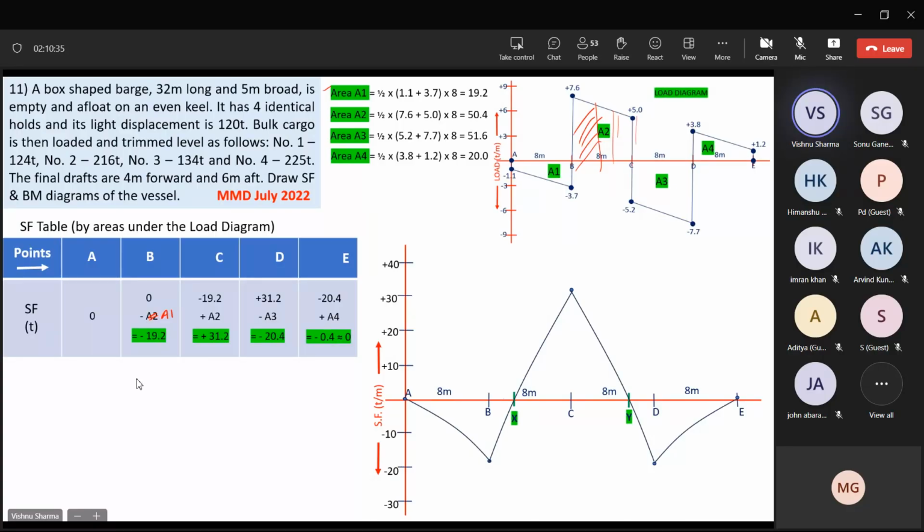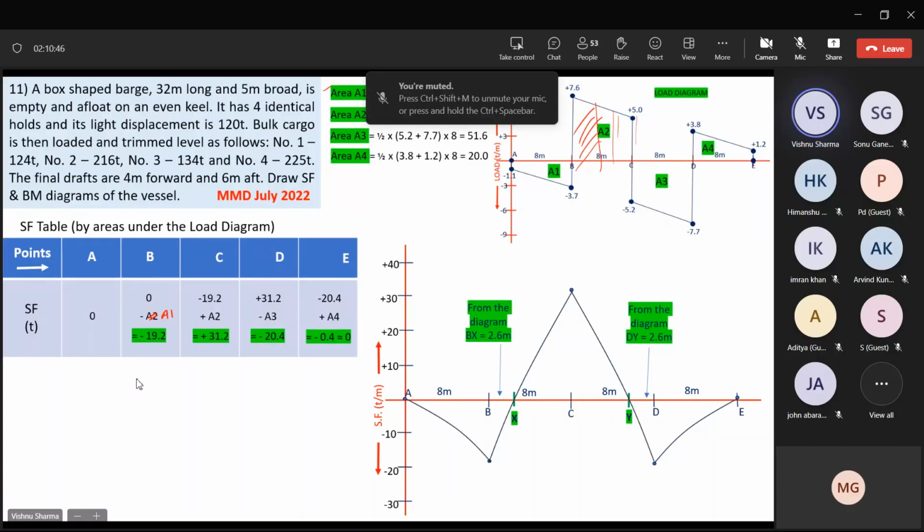And then I have used my scale to read these distances from the graph, and I have written it here. You see, from the diagram, B to X is 2.6. So X to C will be 2.8 minus 2.6. Likewise, B to Y is 2.6, and C to Y will be 8 minus 2.6.